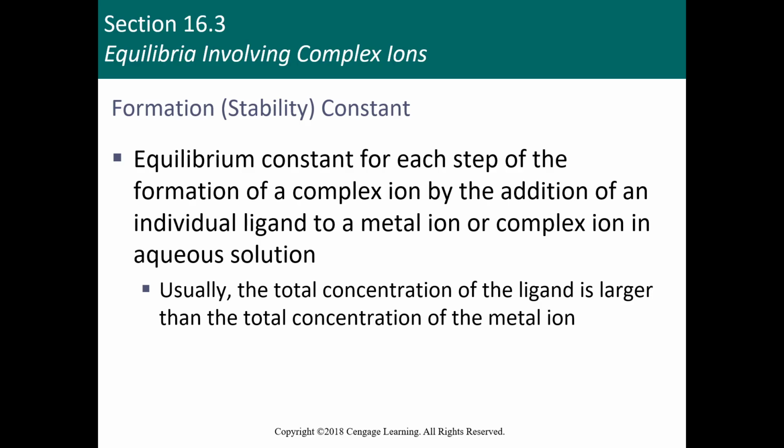ion. So these will have a formation or stability constant. This is like an equilibrium constant. It is an equilibrium constant. And what it is for is each step of a formation of a complex ion by the addition of an individual ligand to a metal ion or complex ion in aqueous solution. Usually the total concentration of the ligand will be larger than the total concentration of the metal ion.